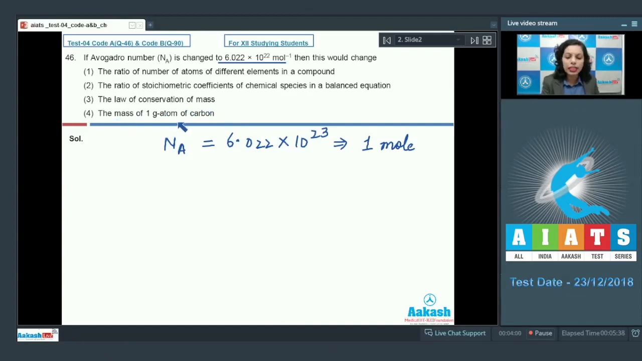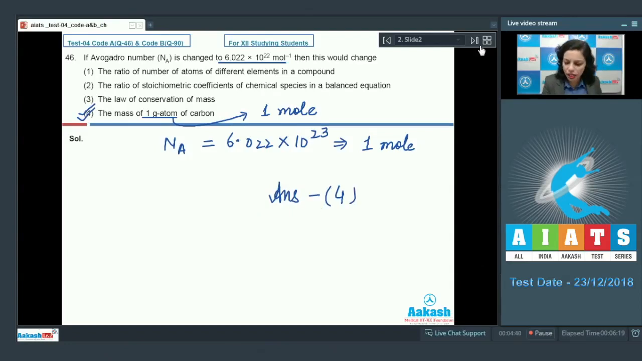The mass of 1 gram atom of carbon. If we talk about 1 gram atom, what does it represent? It represents 1 mole of the substance. And if you change the Avogadro number, definitely the number of the particles present in this 1 gram atom would be changed, and on that basis the mass of 1 gram atom of carbon would also be changed. So we can say that this is the correct option for this particular question, and that's why I'm writing here the answer, that is option 4.